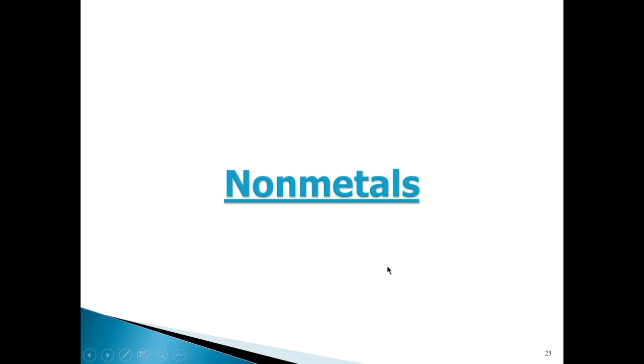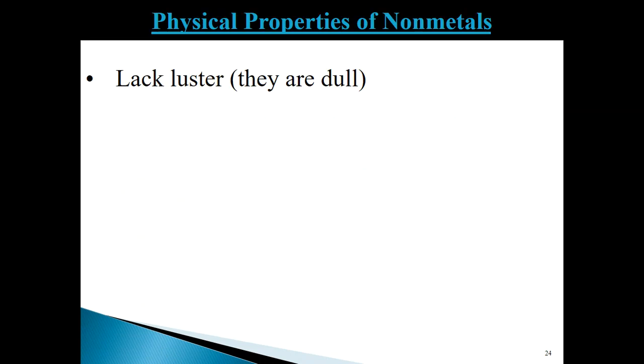Okay, so let's talk about the second category of elements, nonmetals. They tend to be basically the opposites of metals in terms of their properties. They tend to lack luster. In other words, they tend to be dull. They have relatively low melting points, generally speaking. And by the way, there are some exceptions to these properties. So what we're talking about here are general properties.